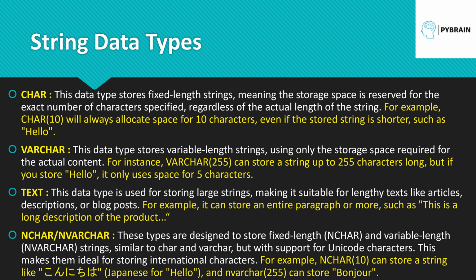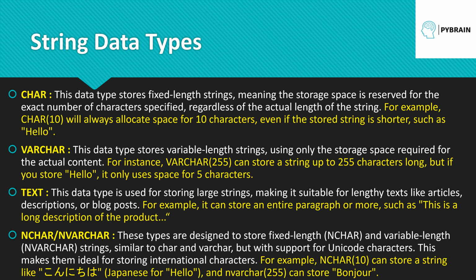Next, we have VARCHAR. VARCHAR is called variable character. This one is for variable length strings. It only uses the space needed for the actual content. So with VARCHAR 255, you can store up to 255 characters, but hello will only take up 5 characters of space. Then there's text. This type is used for very large strings, perfect for lengthy content like articles or descriptions.